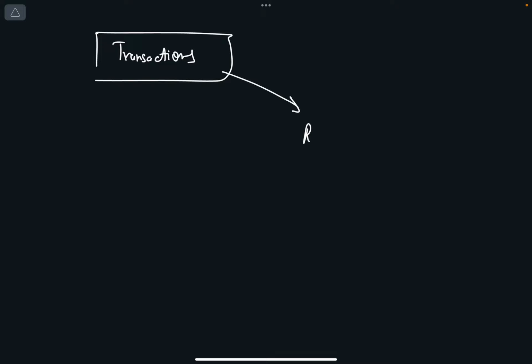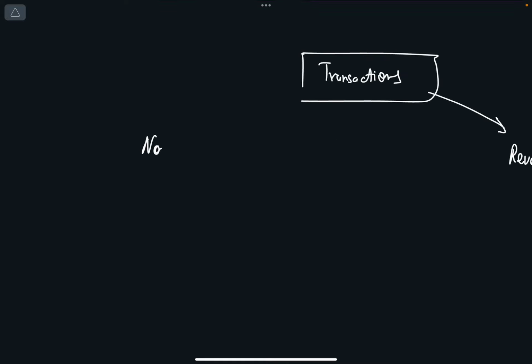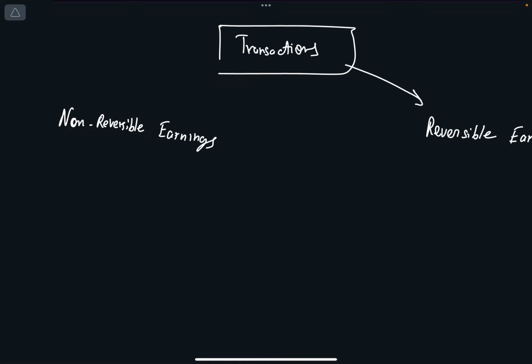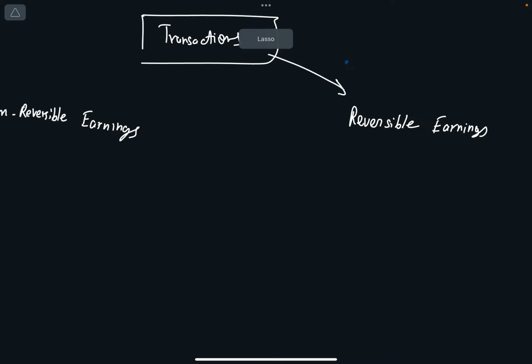So we can split these transactions into two main things. One, is it reversible? And two, non-reversible earnings. So when you go reversible, right? Reversible earnings, and on this side, non-reversible earnings.